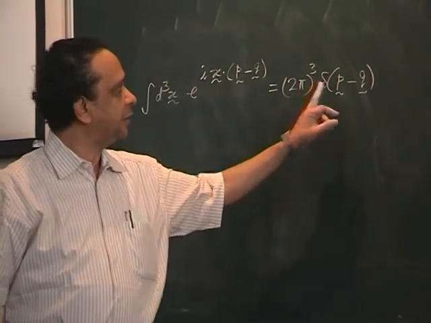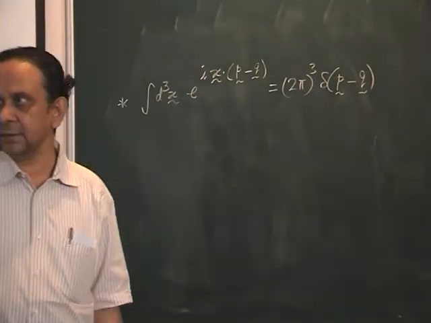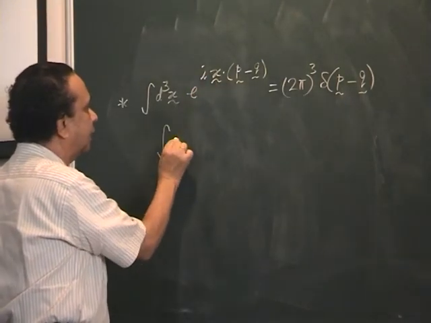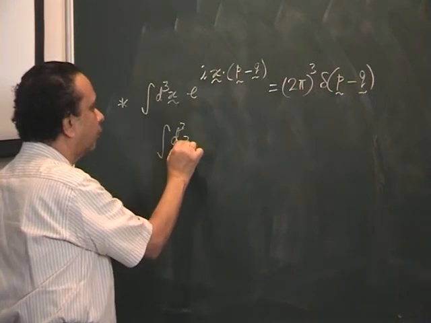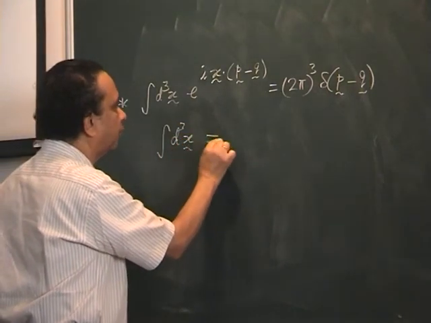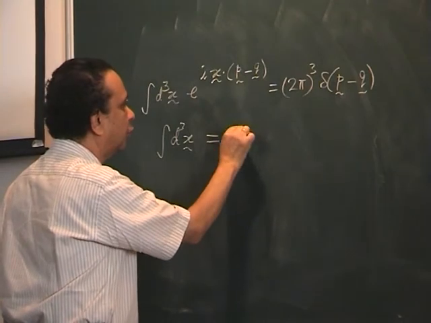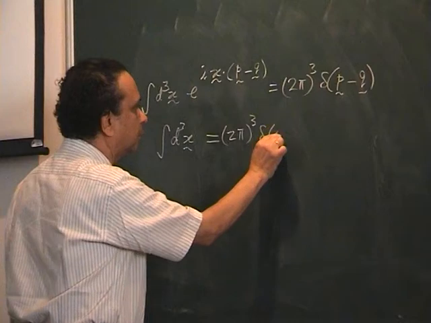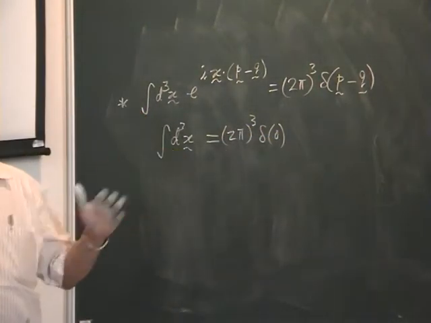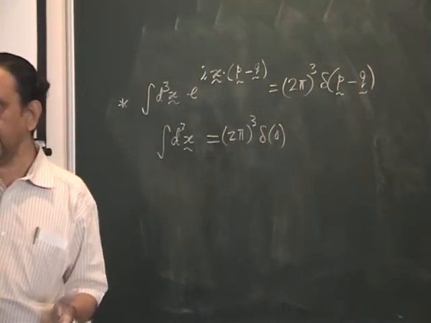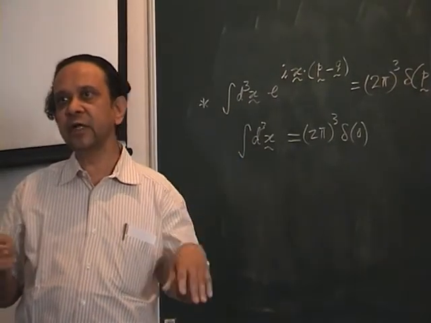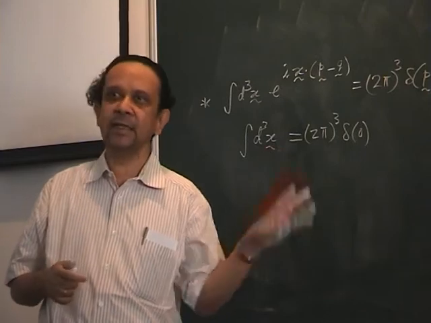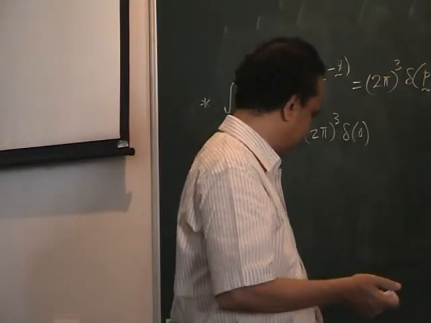So you take the limit of p going to q on both sides. Then you end up getting integral d3x equal to 2 pi the whole cube, purely formally, Dirac delta function of zero. But this is just the volume of the whole space. Now you can do the whole thing much more rigorously by discretizing, putting a box, then taking discrete indices and taking the limit, and you will get the correct result.